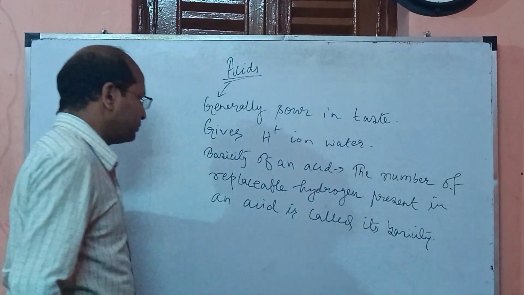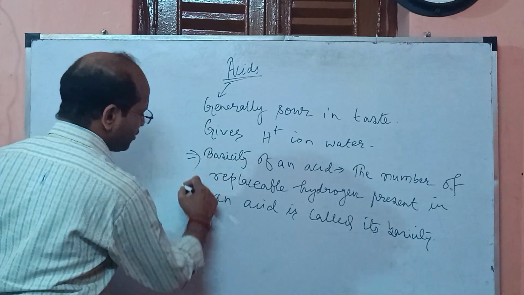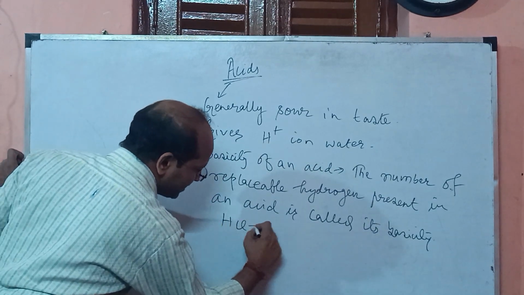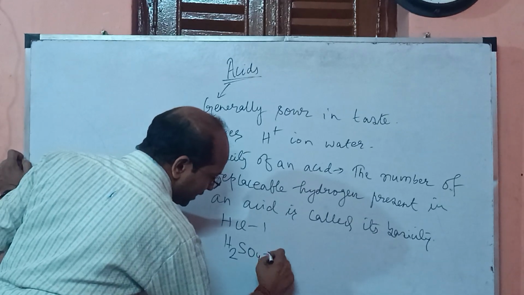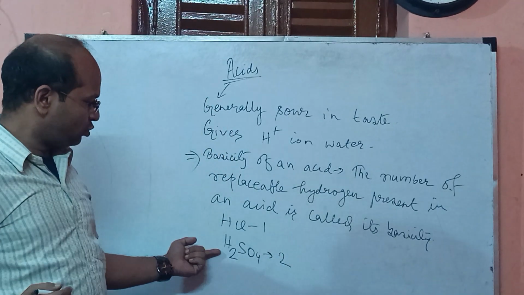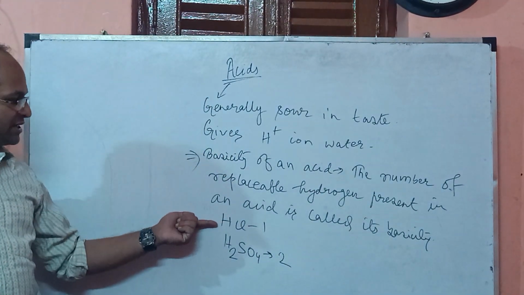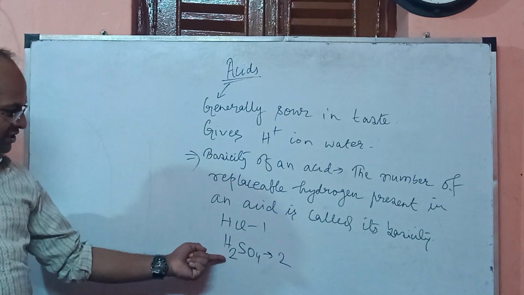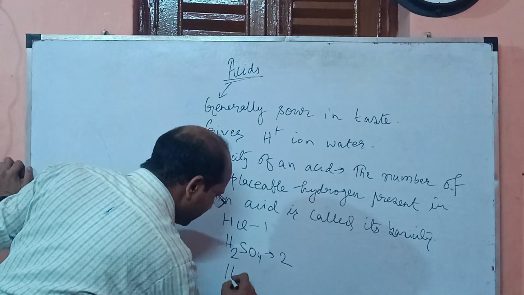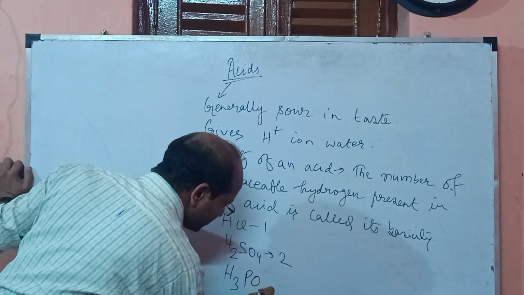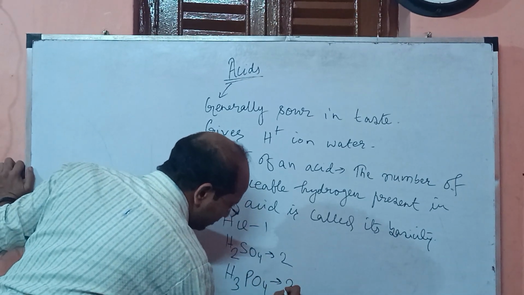Now this is the basicity. Suppose we are taking HCl. Its basicity is 1. If you are taking sulfuric acid H2SO4, its basicity is 2, since it contains 2 hydrogen. HCl contains 1 hydrogen, so its basicity is 1. If you take phosphoric acid, its basicity is 3.